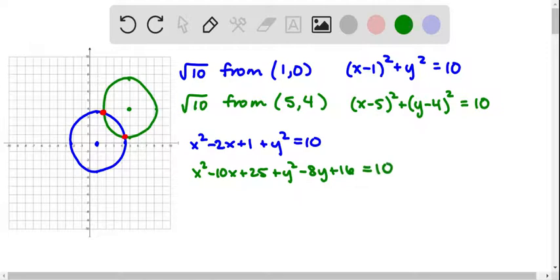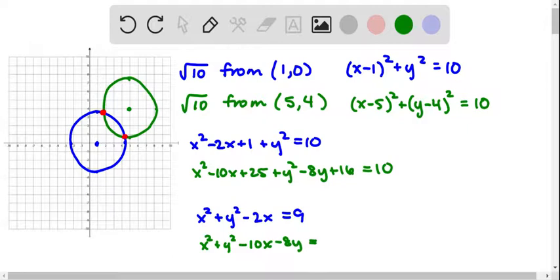Okay, so our goal is to solve the system. And what we can do is simplify both equations before we do anything else. So the first equation is going to simplify to x^2 + y^2 - 2x = 9. And the second equation is x^2 + y^2 - 10x - 8y equals, let's see, we'll subtract 41 from both sides, so equals -31.